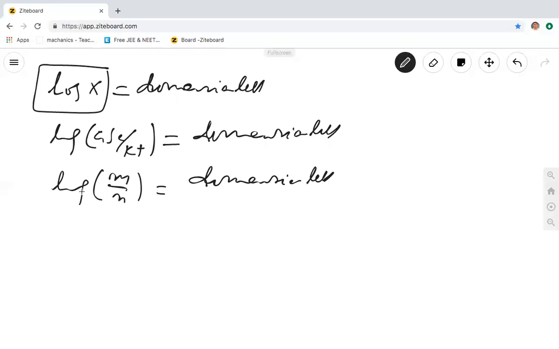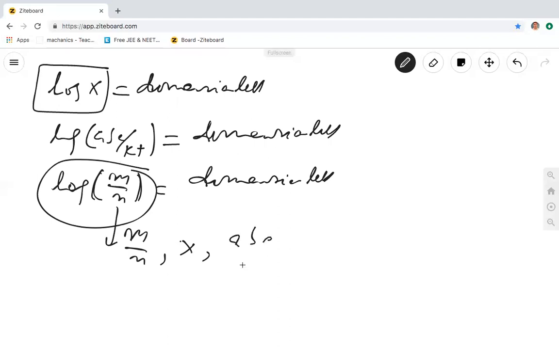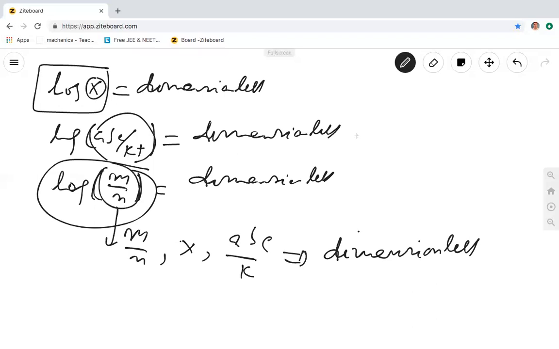Not only that, log as a total is dimensionless. And whatever log operates on, this m by n, this x that is in front of the log, or a, b, c by kt, they are also dimensionless. Please concentrate on this. Log of x total is dimensionless, and not only that, the x that log operates on is also dimensionless.